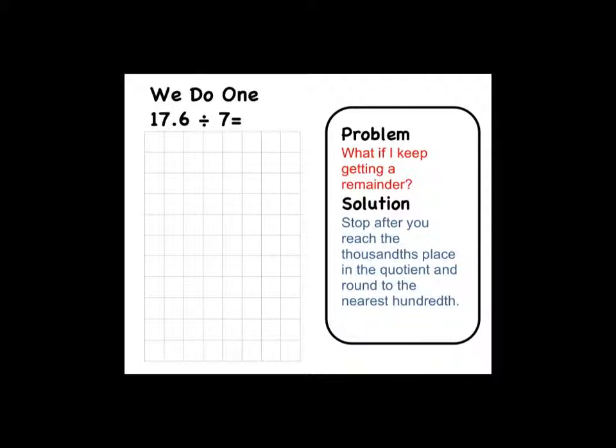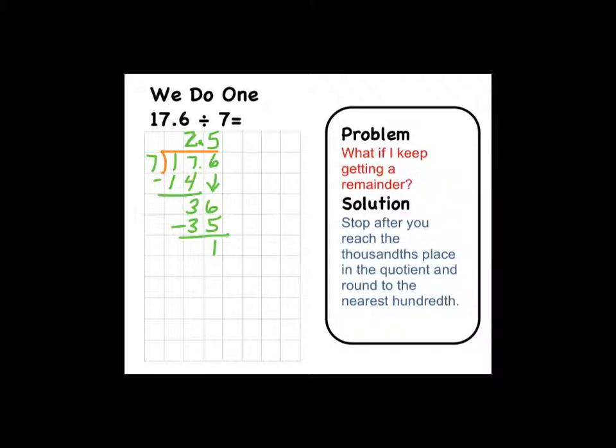So I'm going to set up this problem like I normally would. And I'm going to solve it the same way that I would normally. I'm going to see how many groups of 7 I can get out of 17. And I can get 2 groups. I'm going to subtract, bring down, and I'm putting my decimal here in my answer. And I can get 5 groups of 7 out of 36. 5 times 7 is 35. And I subtract and I get 1.